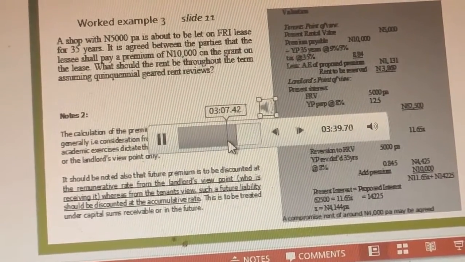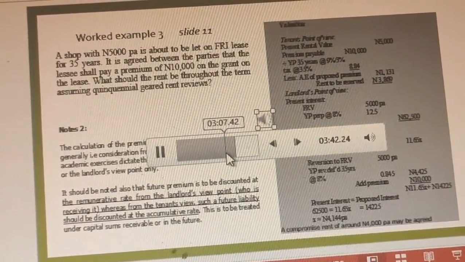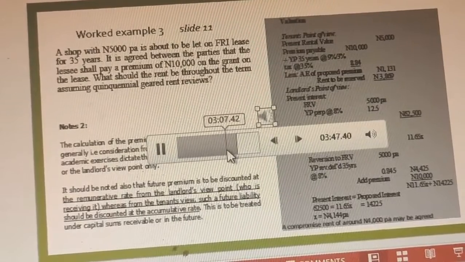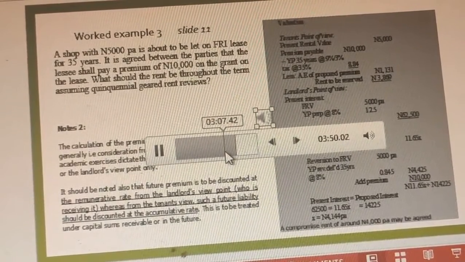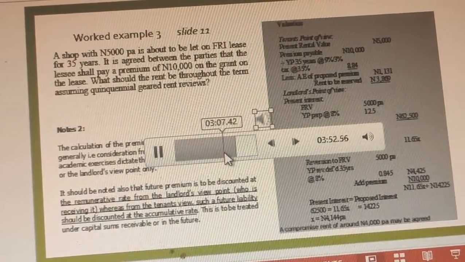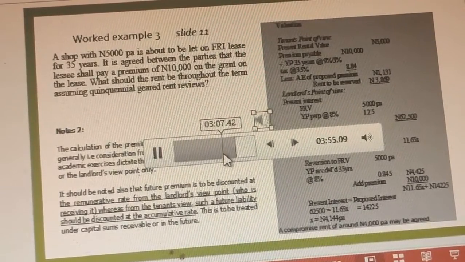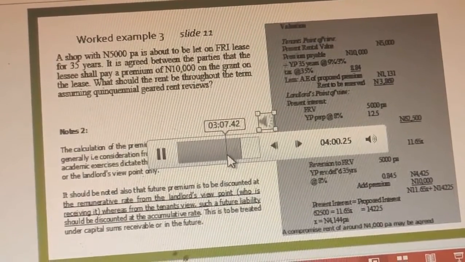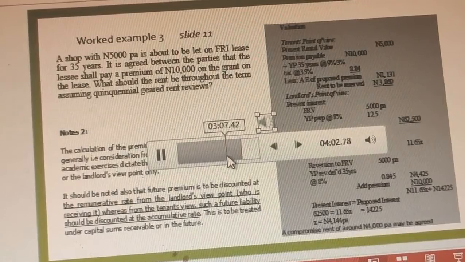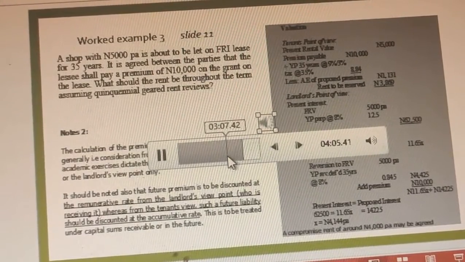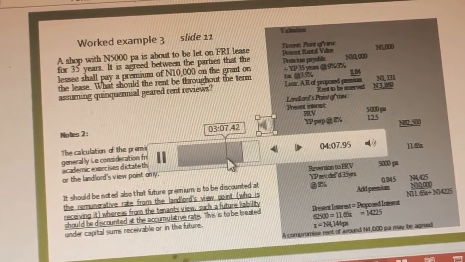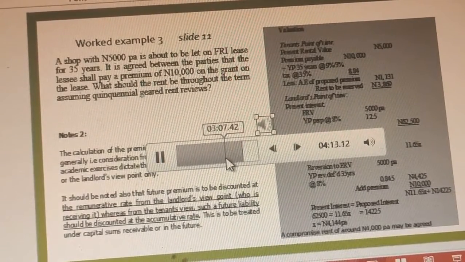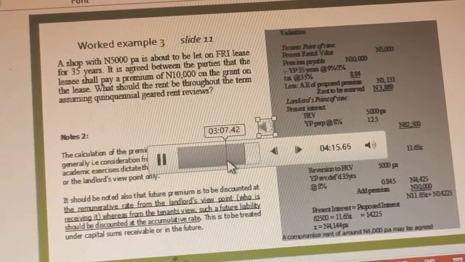This is worth noting. We must note this. It's important. That's why I'm taking special cognizance of it here. The landlord is receiving, so it is at the remunerative rate. That's the market derived rate. The tenant is paying, he is under compulsion to pay. It's an agreement that has been executed, so it is assumed. So he must set aside some funds to be able to meet this liability, because it has become a liability and he has to pay it.